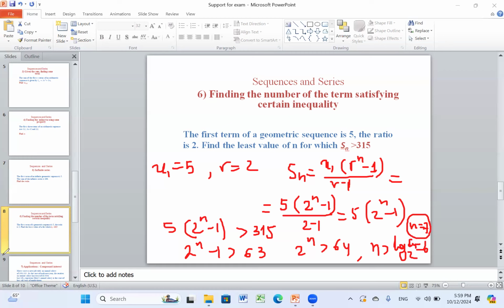It shows the place of the term, so that's why it should be a natural number. So n is 7. In our case, this is the least value when our Sn is greater than 315, as we cannot take 6. That depends on the nature of the inequation. We can have the same thing with Sn greater than or equal to 315. Do not forget the least value which satisfies this inequation is 6. So here we are going to get 6 as a solution.